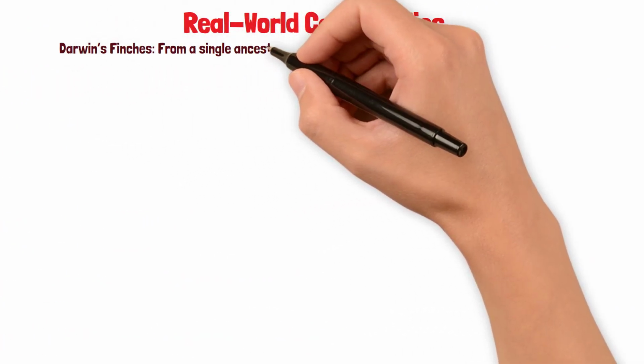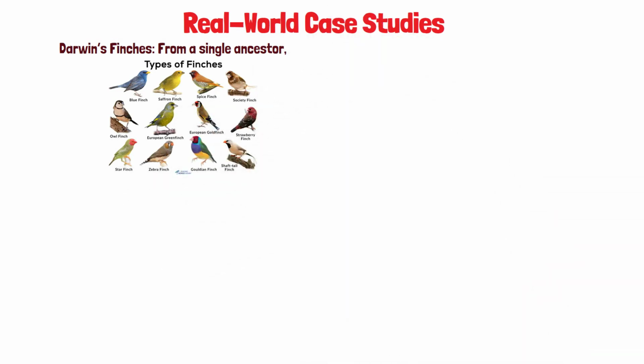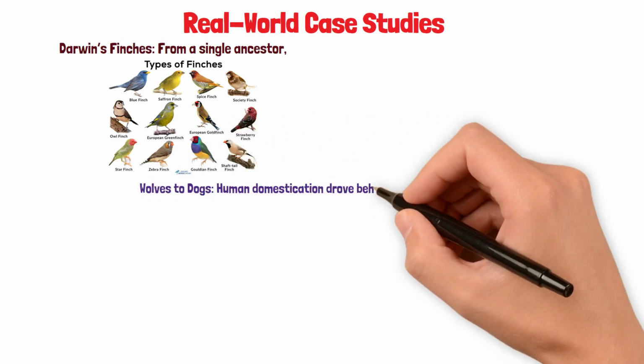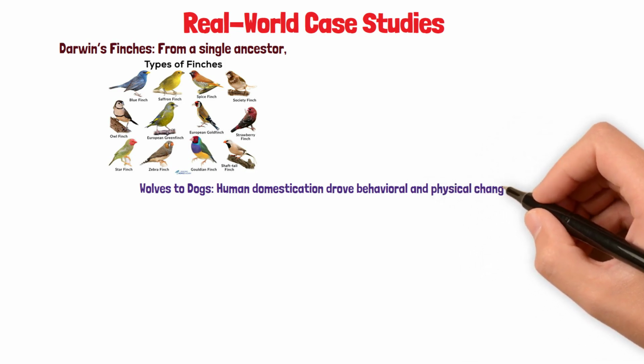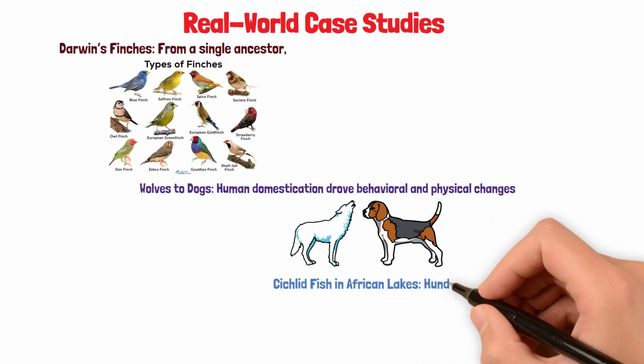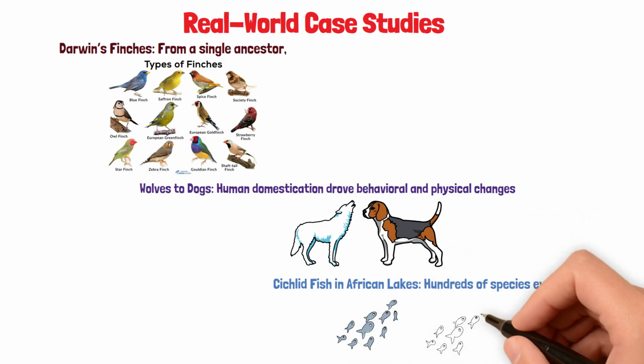Darwin's finches. From a single ancestor, multiple finch species evolved with different beak shapes for seeds, insects, or cactus flowers. Wolves to dogs. Human domestication drove behavioral and physical changes, creating today's diverse dog breeds. Cichlid fish in African lakes. Hundreds of species evolved rapidly due to ecological opportunities in freshwater habitats.